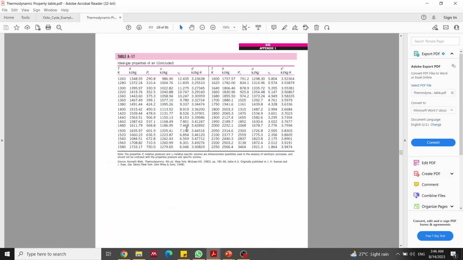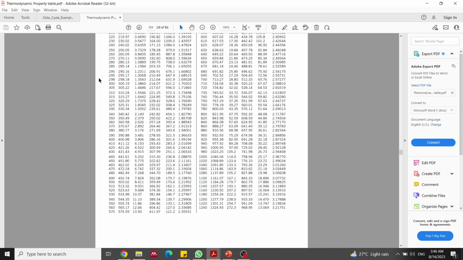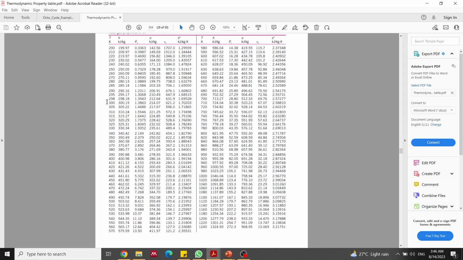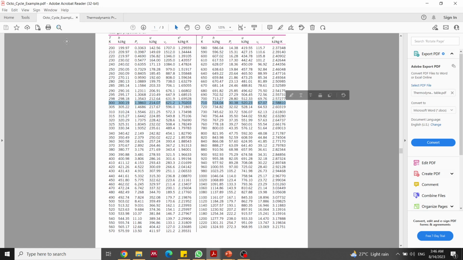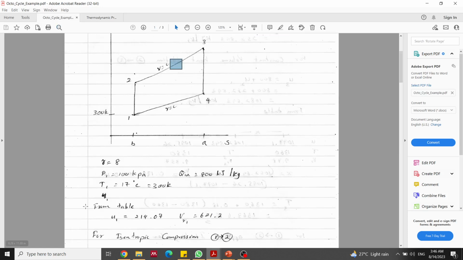Right. So our temperature is 300, so this is the row that we need to look into, and our internal energy is 214.07, and specific volume is 621.2. So that is what is extracted from the table in here, right? These values.